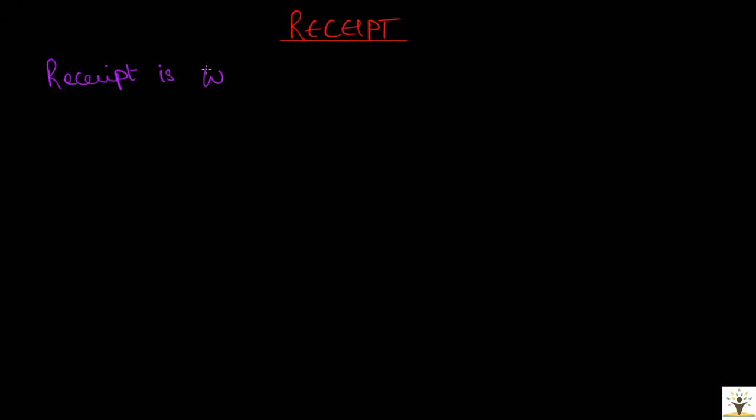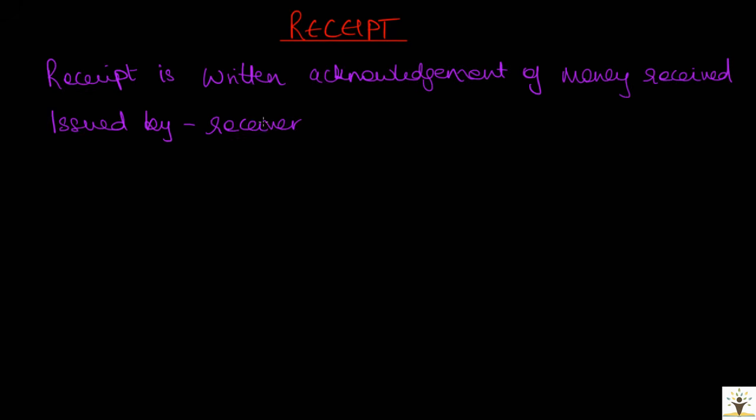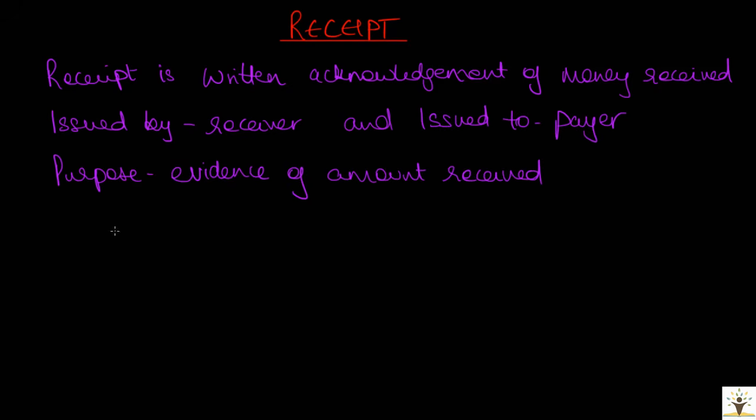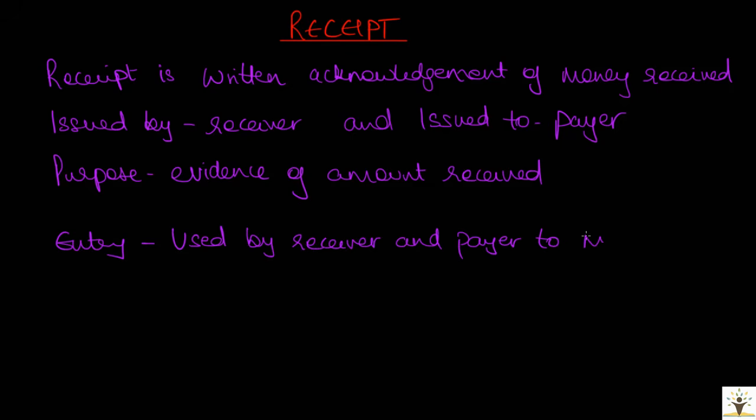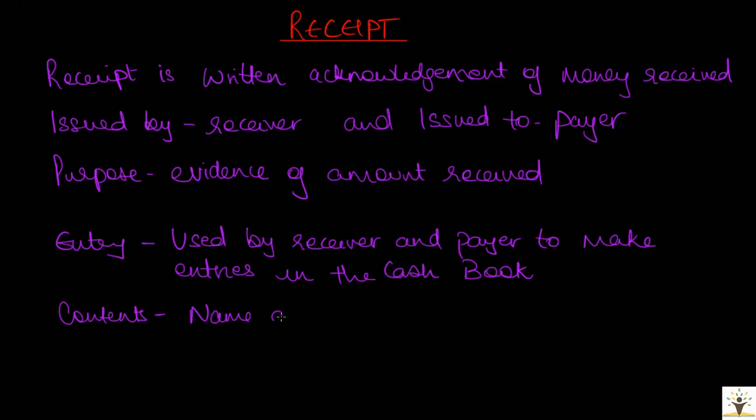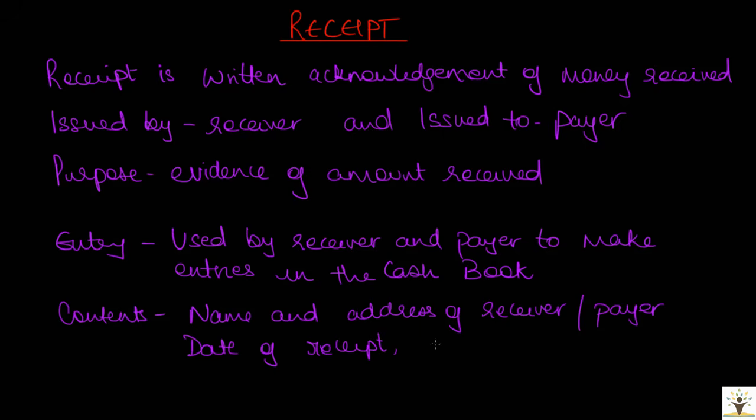The next document is the receipt. A receipt is a written acknowledgement of money received by the issuer. It is issued to the payer and shall be used as an evidence of payment for future references. The receiver and the payer may use the receipt as a source document to record entries in the cash book. The contents of the receipt include name and address of the receiver, name and address of the payer, date of receipt of money, amount received, and the reasons for receipt.